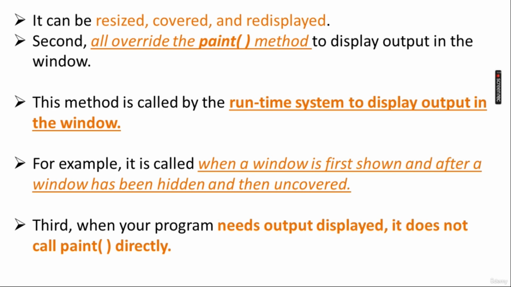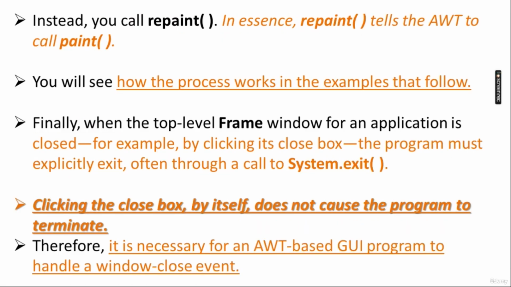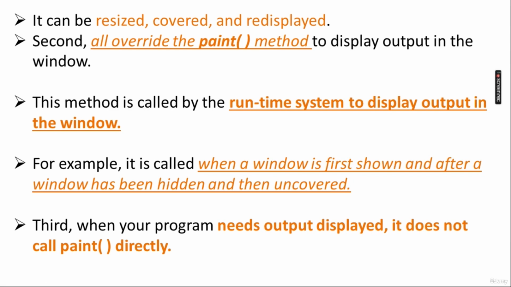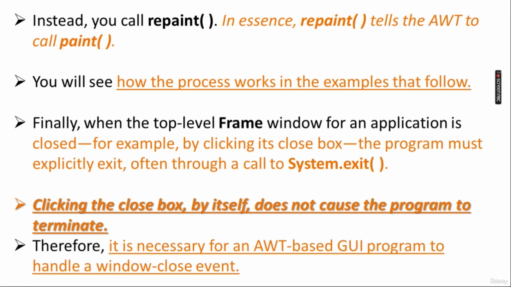When your program needs output displayed, it does not call paint directly. In that particular case, when your program needs output to be displayed, it does not call paint directly. You call repaint. Repaint will explicitly call the paint method. Repaint tells the AWT to call paint. First time paint will be called, second time repaint will be called. Repaint will then tell the AWT to call paint. This is the way. You will see how the process works in the examples we will see now.